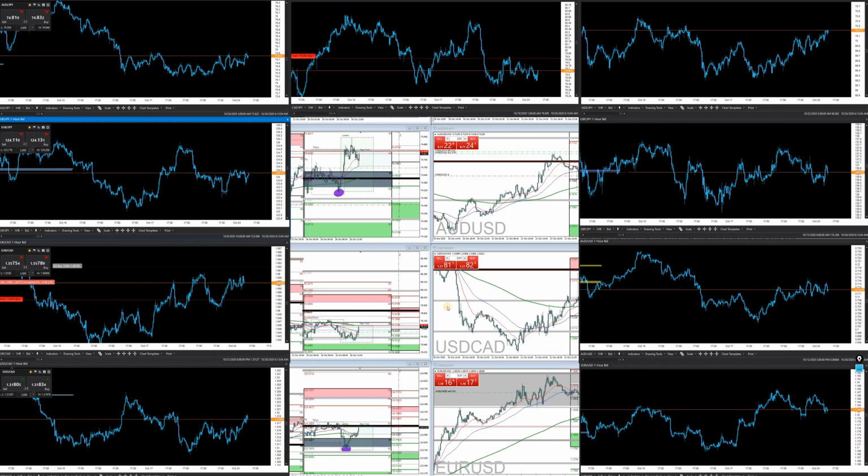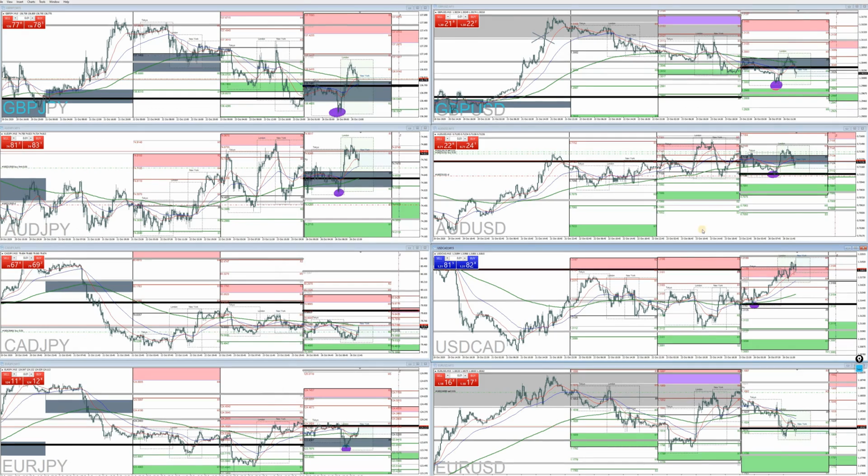As far as the Euro CAD goes, we're sitting at slight negative. Australian US dollar as far as the day trade goes, sitting at break even with the pound yen.